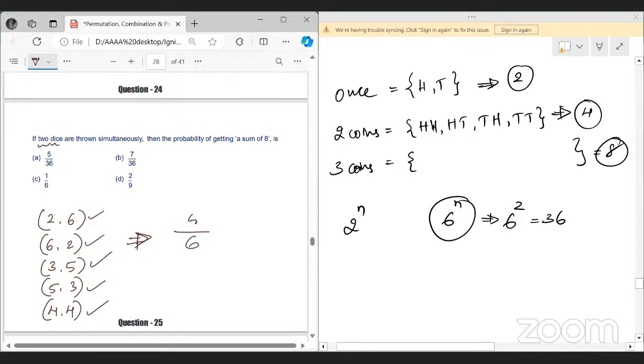5. Sorry, the answer is 5 by 36. Because they have asked the probability of getting a sum of 8. For a sum of 8, there are only 5 cases: 2 6, 6 2, 3 5, 5 3, 4 4. There is no other case apart from these 5. Clear?